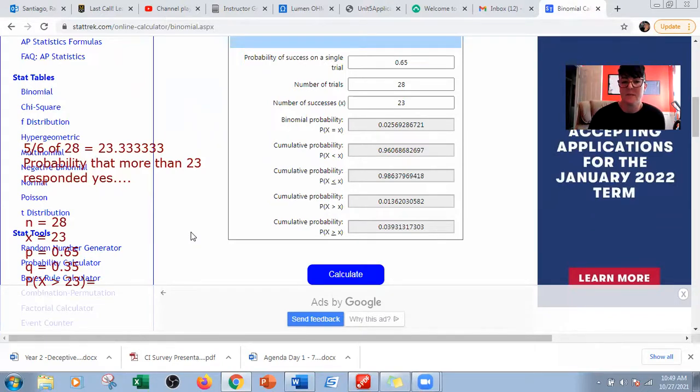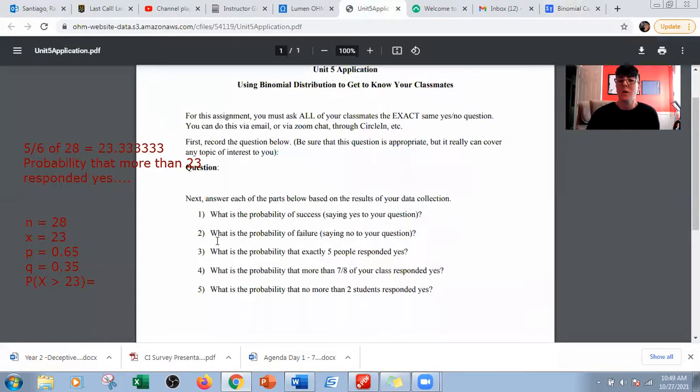Okay. Good. So N is the number of students total, and then X is the number that said yes. Your number of successes, how many you want to say yes. So just like with the previous one, what is the probability that exactly 5 people responded yes? You know what N is, because it's the total number of students who responded to your survey, and you want to choose exactly 5. So N choose 5.